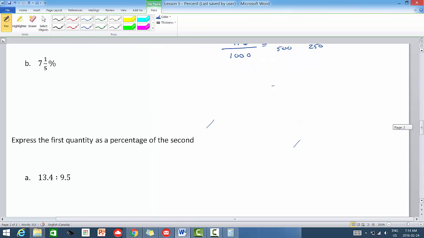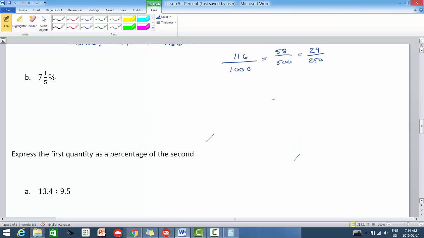So let's try one more: 7 1/5%. 1/5 is equal to 0.2. We have 7% and 0.2%. Altogether, we have 7.2%. Okay, so we're going to change this into a decimal.